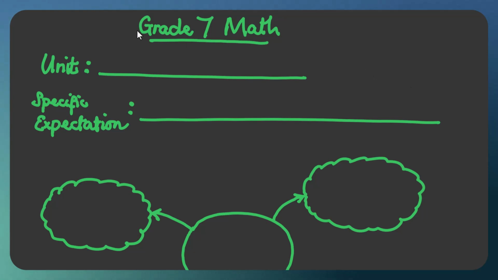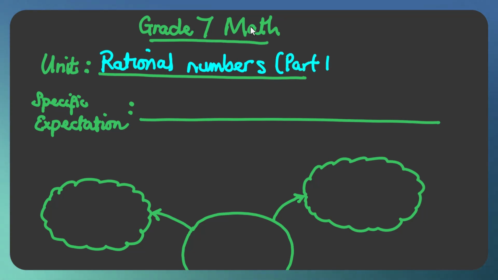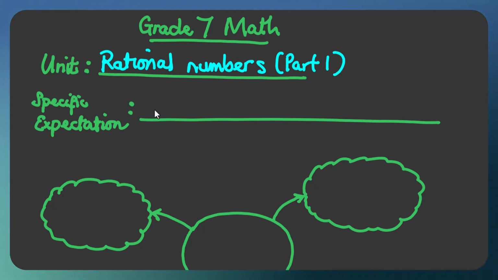In this video, we're going to look at how we can apply a specific unit in grade 7 math, and this unit is going to be focusing on rational numbers. This has a couple of parts to it, and that will be what we'll be looking at in future videos. But for this video, we're going to be looking at part 1, where the expectation specifically is the following: how are we going to be able to represent numbers in different forms.